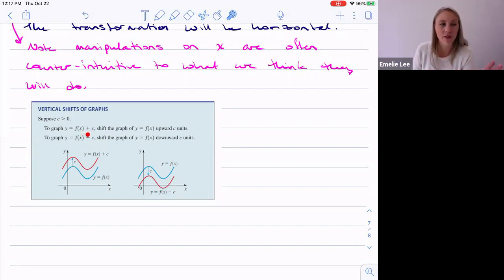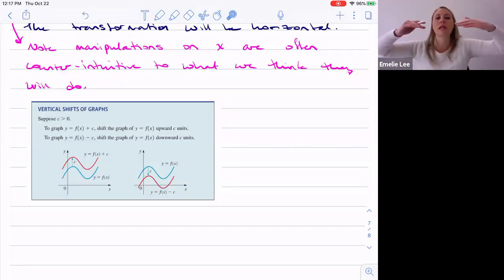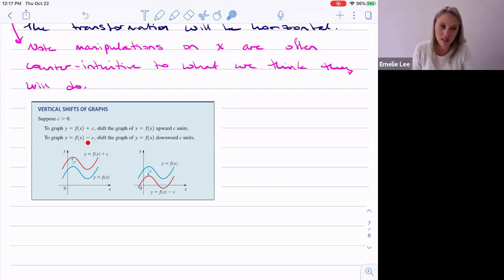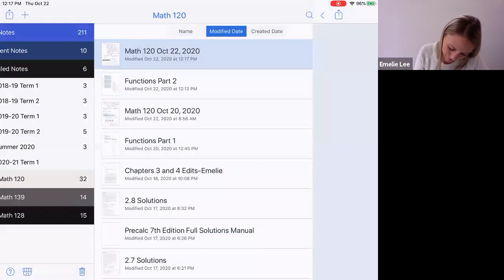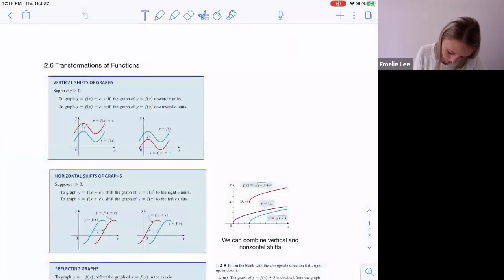So to graph y equals f of x plus c, you're taking the original graph, which is this blue graph, and everything is just moving up by c units. And then same thing, if you have f of x minus c, then everything is moving down, but nothing's shrinking or anything like that. It's just moving down by c units. So every value is moving down by c units. So here, notice that f of x plus c, the plus c is on the entire f of x, as opposed to, let's see if I can grab this other one.